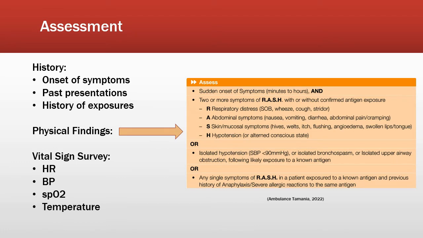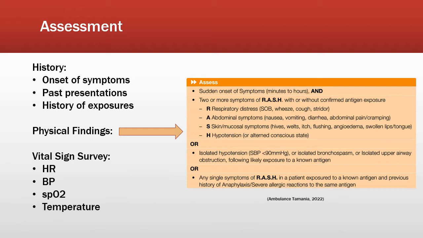We need to consider our physical findings, and these are the syndromes that we talked about before. Ambulance Tasmania uses the RASH mnemonic here, which is neatly stolen from Ambulance Victoria, which is what we like to do. So R for respiratory distress, shortness of breath, wheeze, cough, stridor. A is for your abdominal symptoms. S for your skin or mucosal symptoms, so your angioedema and things like that. And H for your hypotension, which is a key killer.